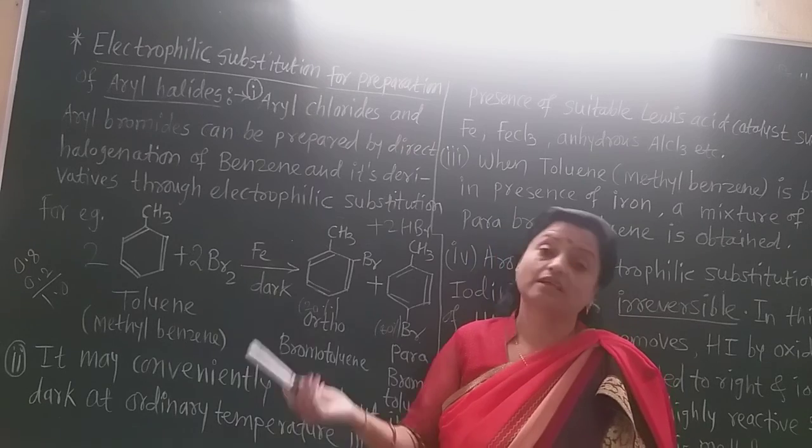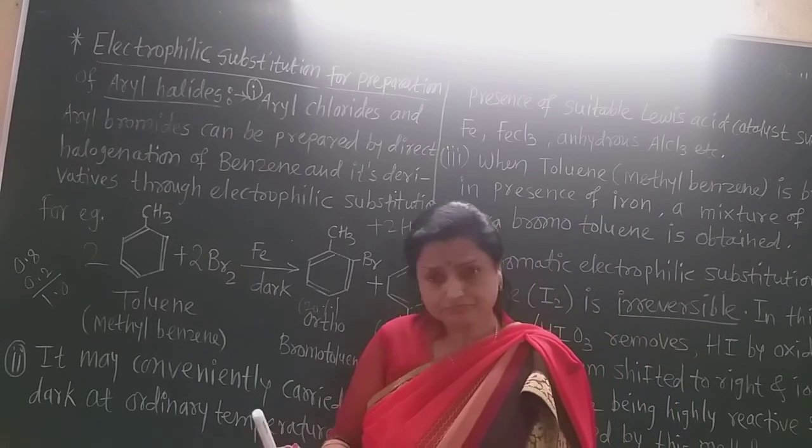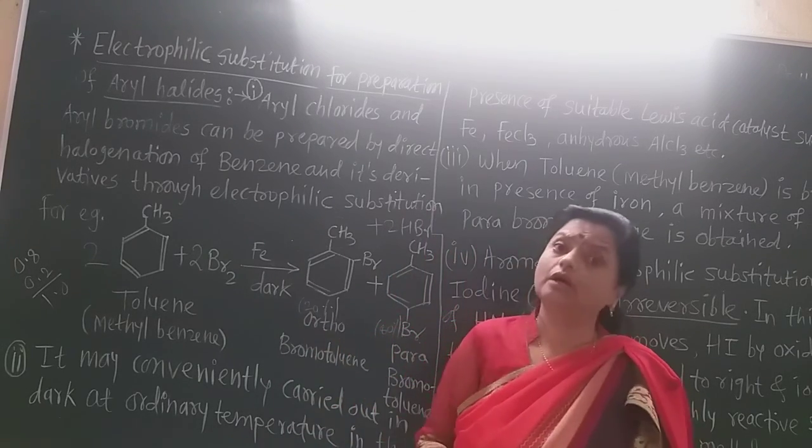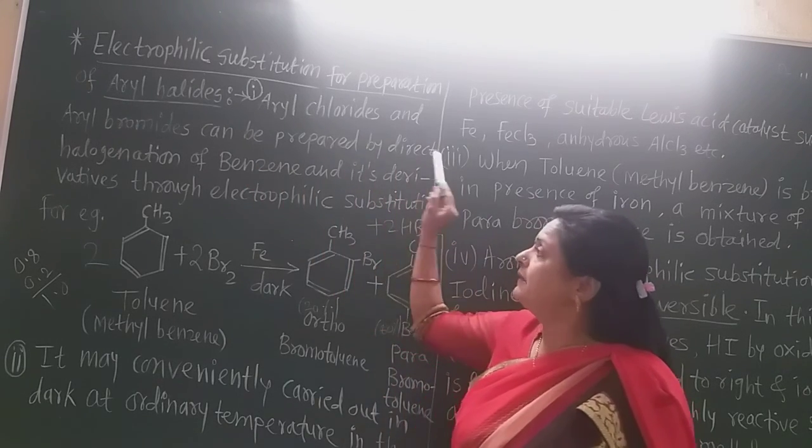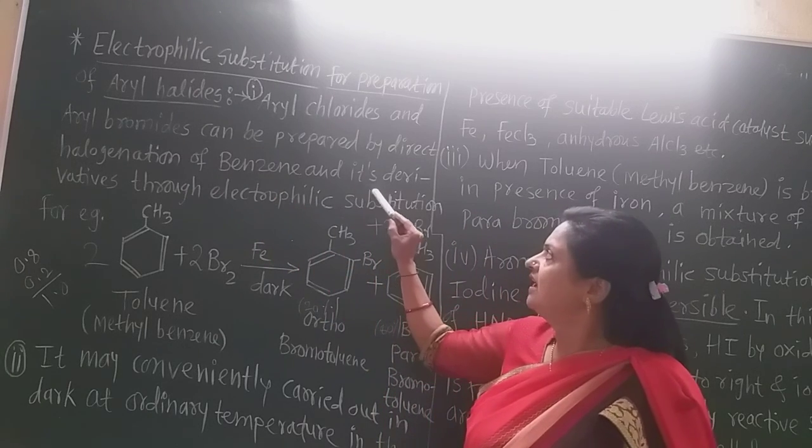We know the Lewis acids from the 11th standard, BF3. These are Lewis acids, and iron is also a Lewis acid. Now, aryl chlorides and aryl bromides can be prepared by direct halogenation of benzene and its derivatives.